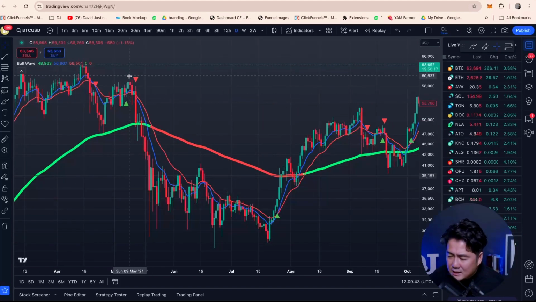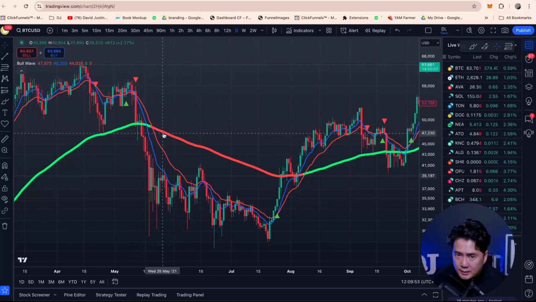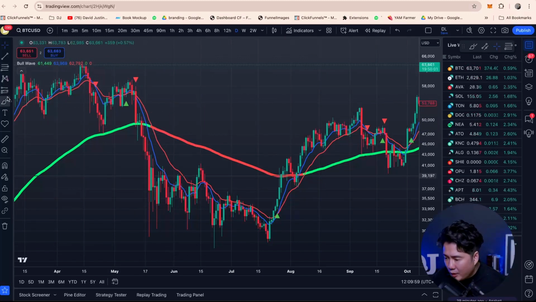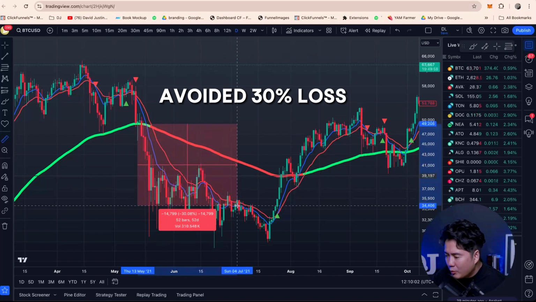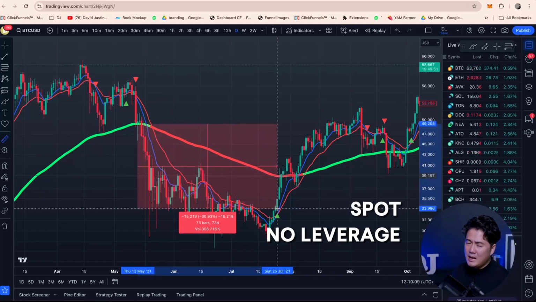Okay, when you see there's a red signal here and it touches the wave, you need to really focus on this. Even though the wave hasn't changed yet, but the red signal touches the wave, you need to sell. From here, you avoided about 30% of losses. I'm talking about spot, not leverage.